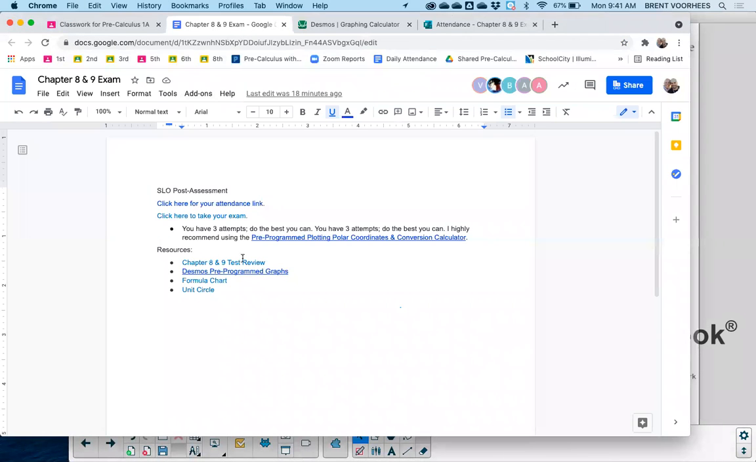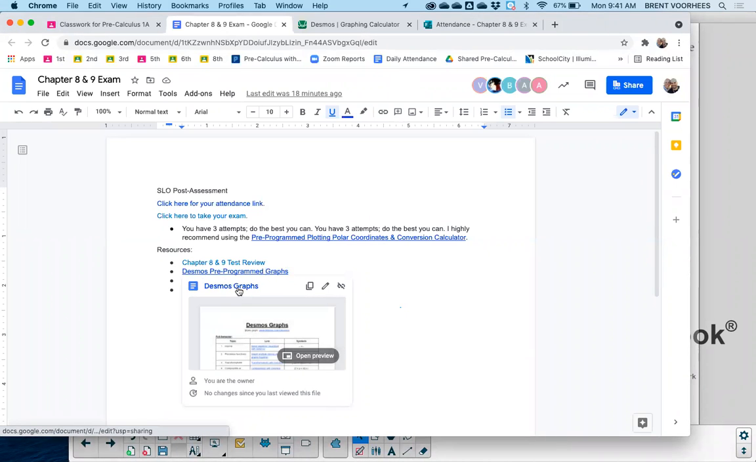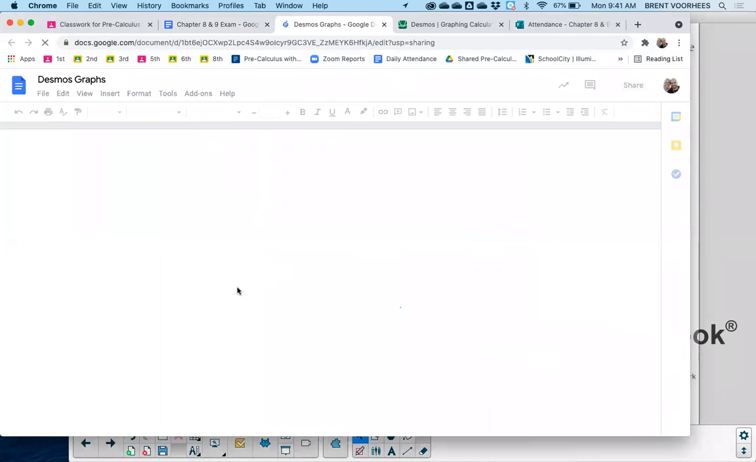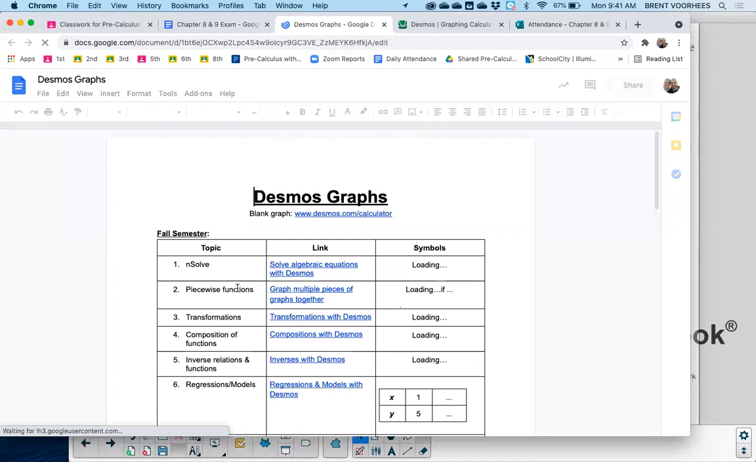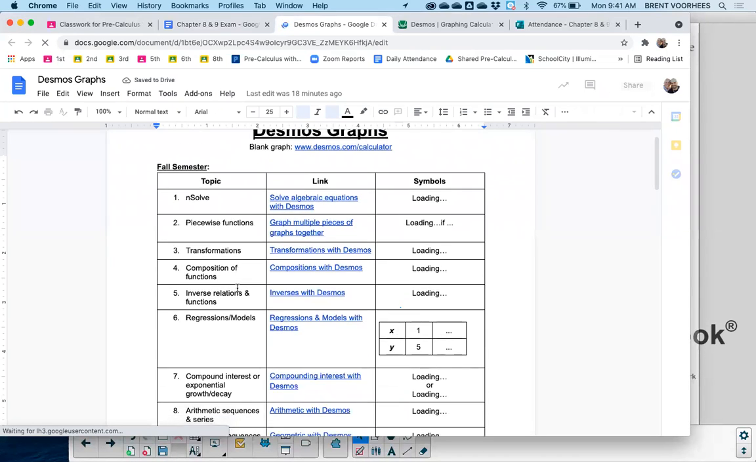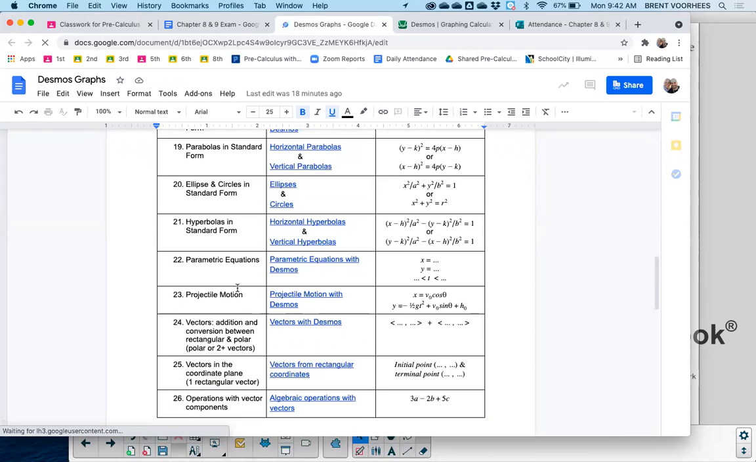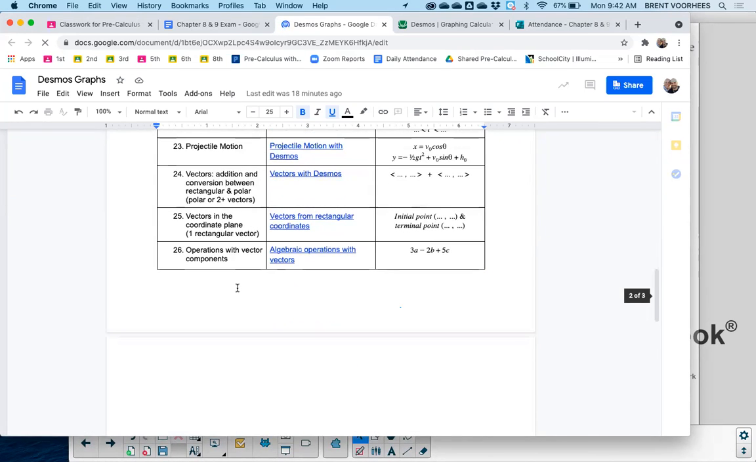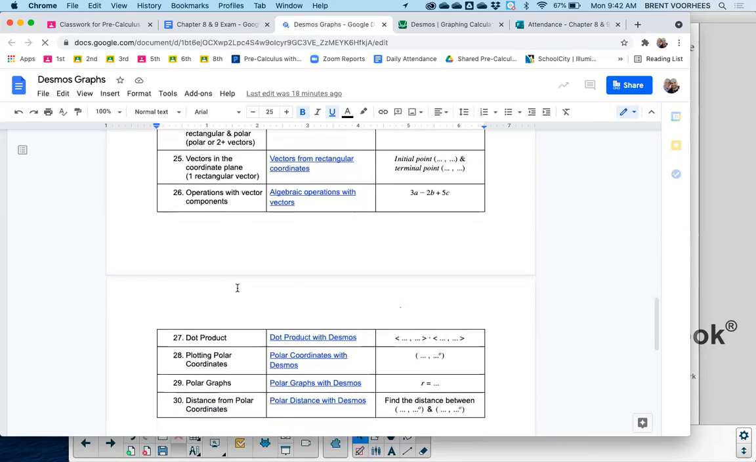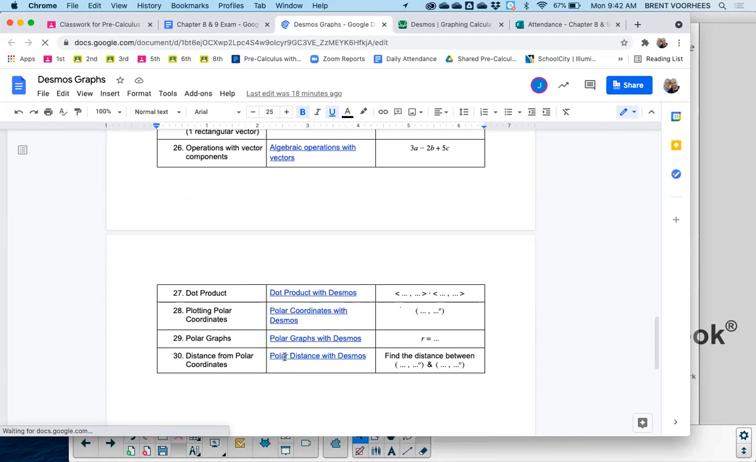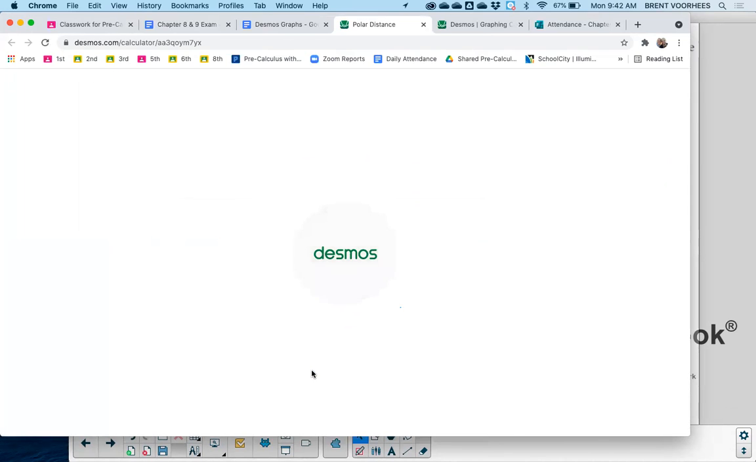Let me go to my pre-programmed list. I forgot I had these on there. I should have added it in this line, which I will do in a second. If you open this up, I do have a polar distance. So I'll add this into the recommended. It's polar distance. It's the distance between two points in polar form. It's graph number 30. So I'll open this up.